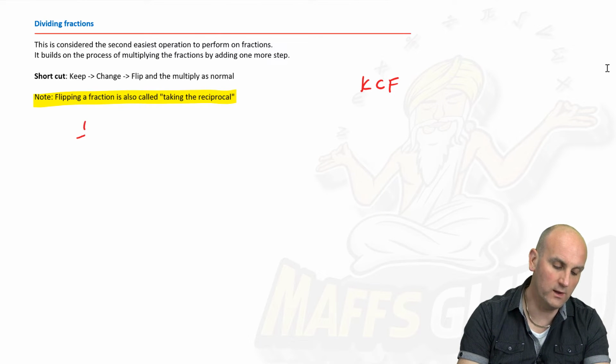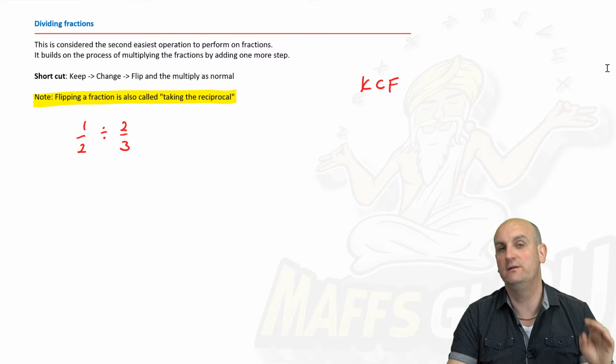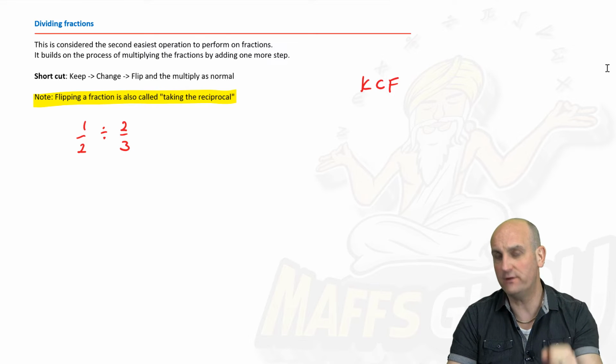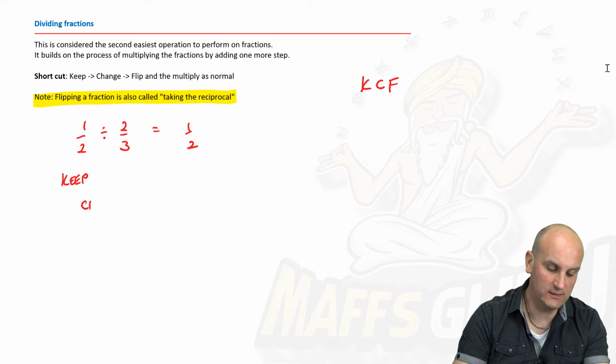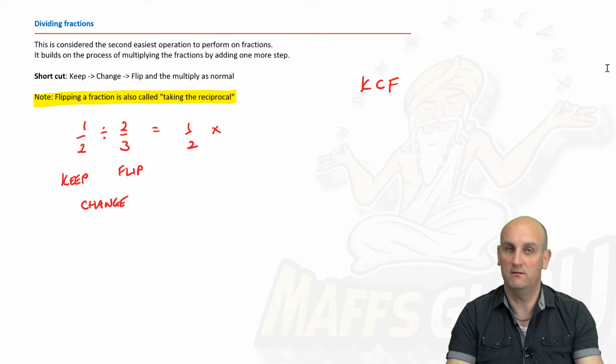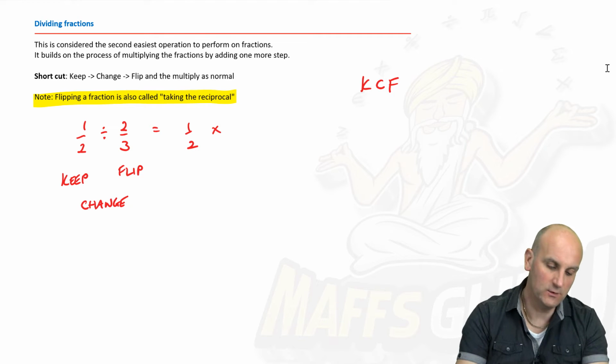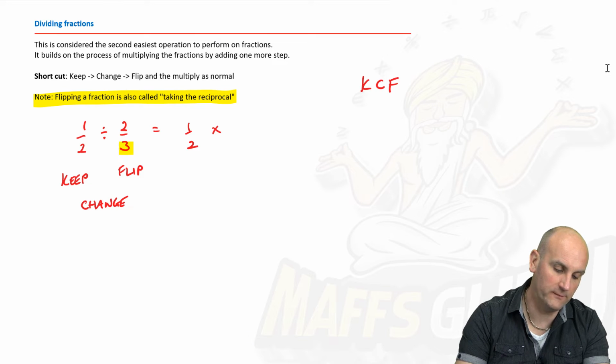So if I want to do 1/2 divided by 2/3, for example, we cannot divide fractions. We have to change it around, and we say that we keep the first one. So you keep the first one, which is a half. You change the divide into a times, and you flip the second fraction. Reciprocate it. So do you notice the 3 is on the bottom? It now becomes the top. Do you notice the 2 was on the top? It now becomes the bottom.